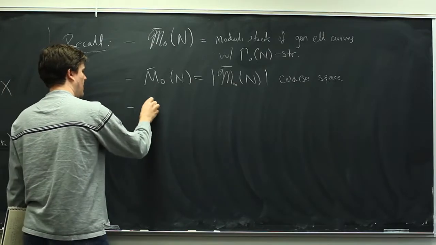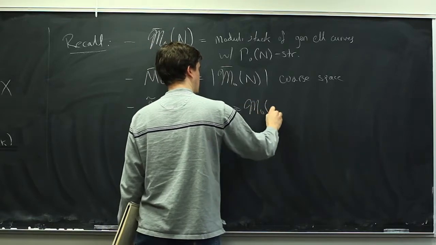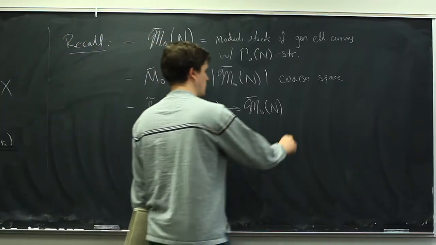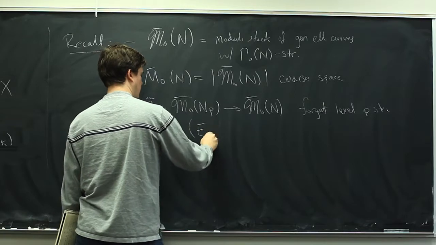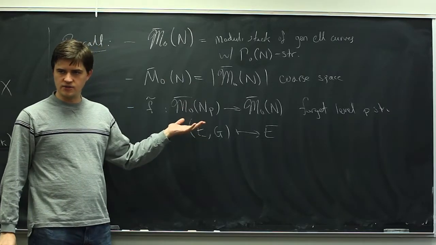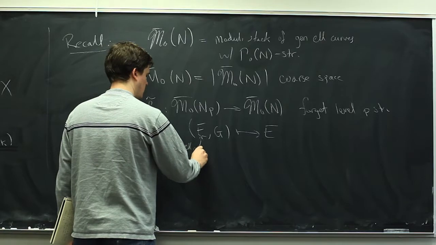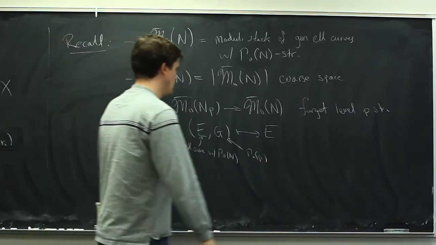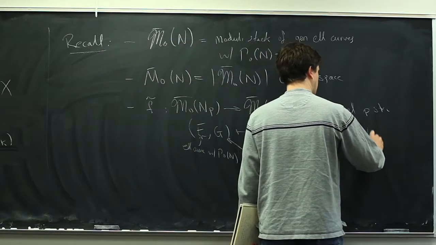All right, so there's a map of stacks from M0NP bar to M0N bar, which forgets the level P structure. So precisely, this takes a pair E, G to E. Here I'm thinking of E as an elliptic curve with level N structure. I'm just going to leave the level N structure implicit for a while because it's just going to go through everywhere. And here G is the gamma 0 P structure. And then I'll write f for the map that this induces on the coarse space. So this goes from m0NP to m0N.